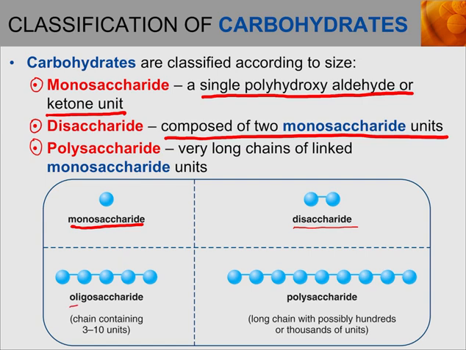Now, oligosaccharides are a chain that contains 3 to 10 units. So 3 to 10 monosaccharides that are joined together. That's a very specific range. And then polysaccharides are very long chains of monosaccharide units. You could have possibly hundreds or thousands of units in a polysaccharide. So we'll talk about examples of each of these.